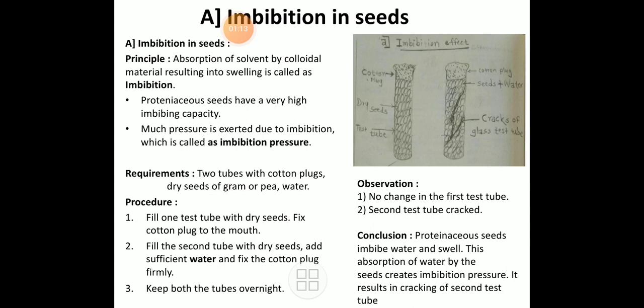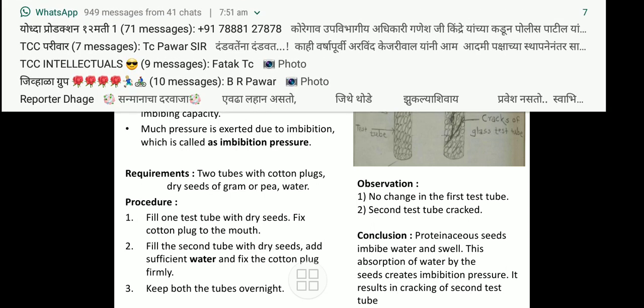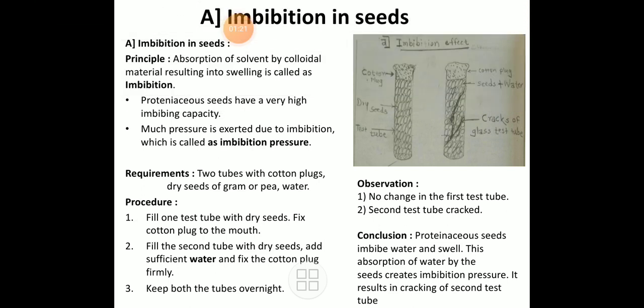My friends, what is the principle? In a physiological experiment, we should first of all understand the principle very well. So, the principle of imbibition in seed, our first demo experiment, is that absorption of a solvent by colloidal material resulting in swelling is called imbibition. Once again, try to understand: absorption of a solvent by colloidal material resulting in swelling is called imbibition.